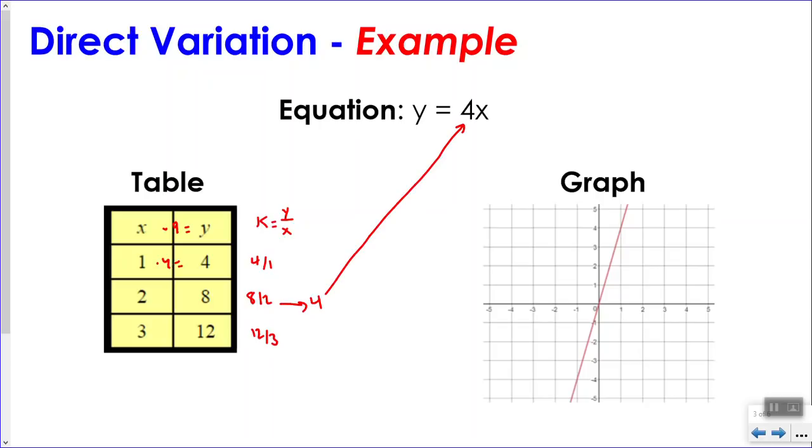If we look at our graph, the first thing we want to point out is that our graph passes through the origin. All direct variations pass through the origin. If your line is shifted down and it passes through -3 or up 3, it's not a direct variation. It must pass through the origin. Then if we look, we can go to the point (1, 4) on the graph. So as x increased by 1, y increased by 4. And that would remain constant if we were to extend our graph in both directions.